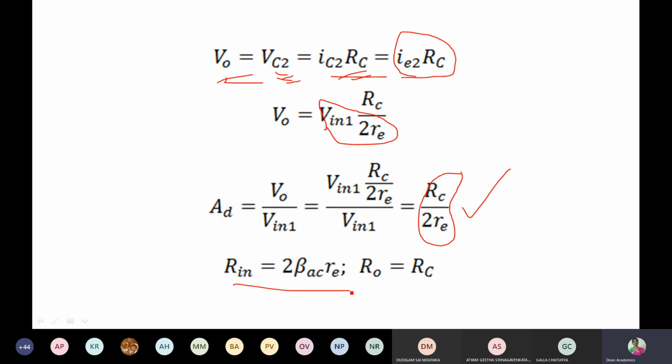Then input resistance is same as the previous case. That means Rin is equal to, what is that? V in 1 by IB1, and same thing you can substitute. Just now we have derived clearly. So Rin is equal to 2 beta AC RE. And same way output we are taking across second transistor collector. Therefore only RC is the resistance when we measure with respect to ground, and therefore output resistance according to the definition is equal to RC, right?